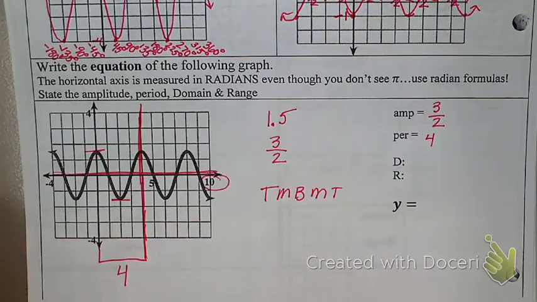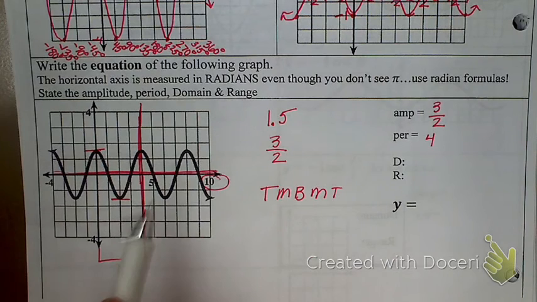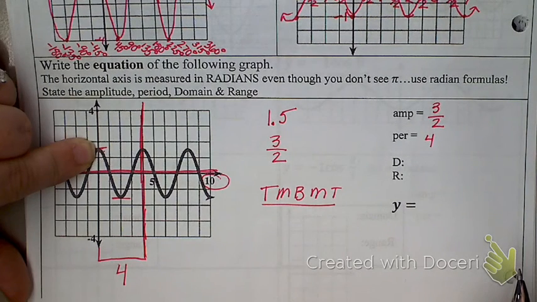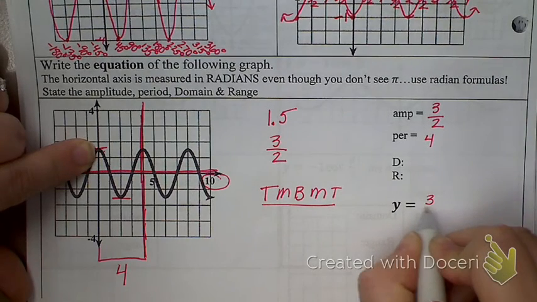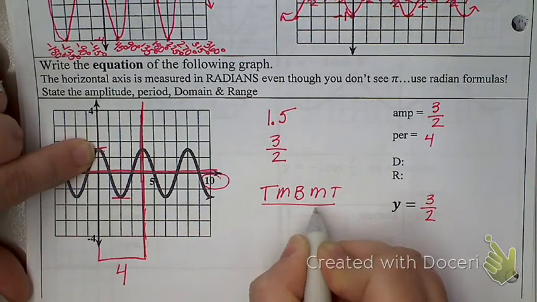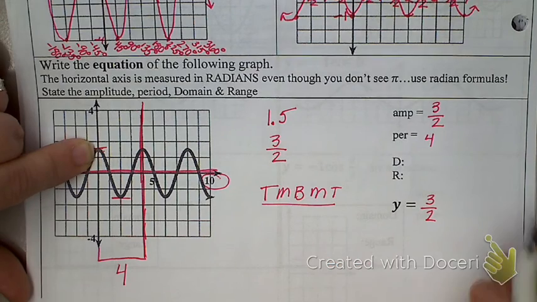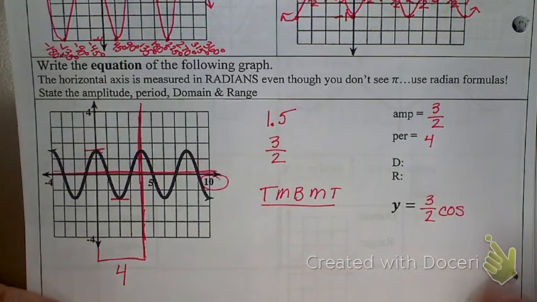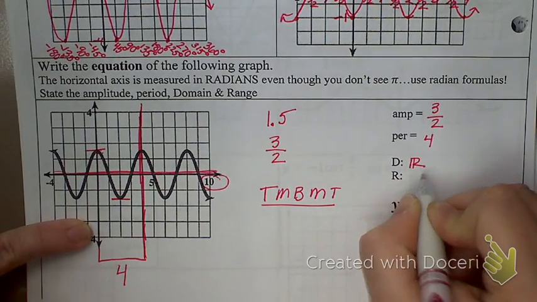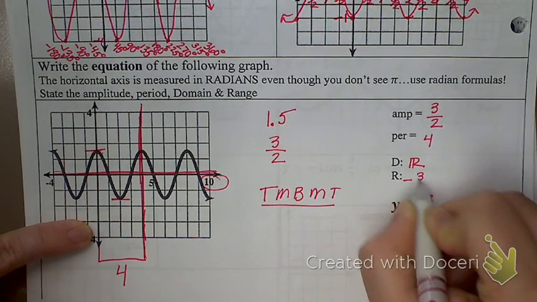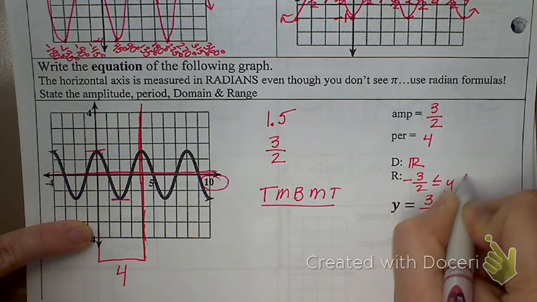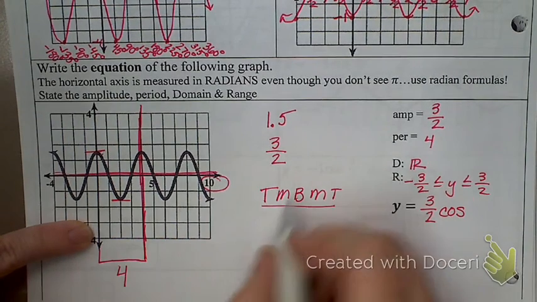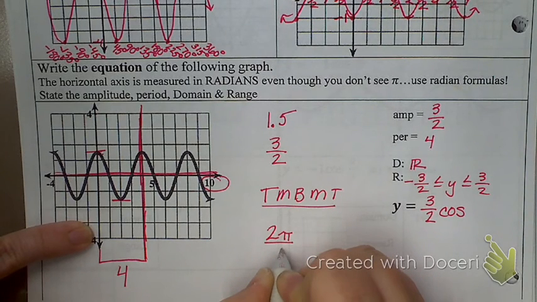So if the period is 4, and we're starting at the top, then we have a cosine graph, and that's going to be a positive amplitude or a positive equation because it's the Teenage Mutant Ninja Turtles. It's not reversed. So we have 3/2 cosine something. So let's see, I need to figure out my domain is all real numbers. Range goes from -3/2 to +3/2. And the period, again, this is in radians, so I take 2 pi and I divide it by 4.